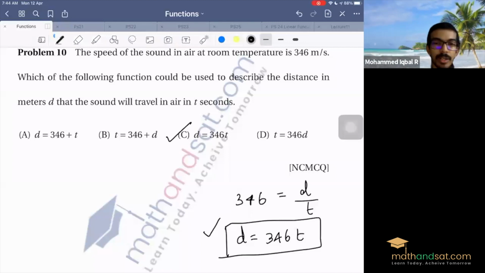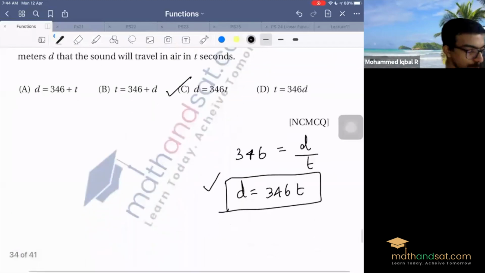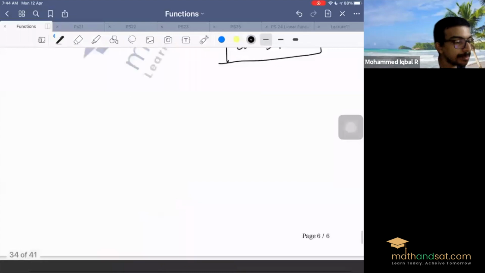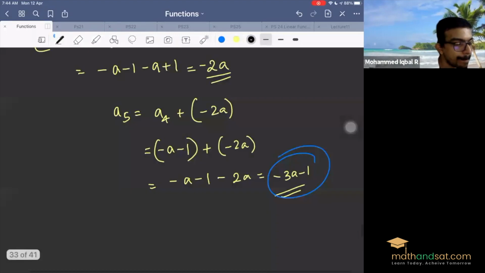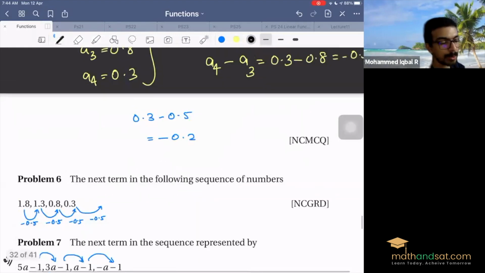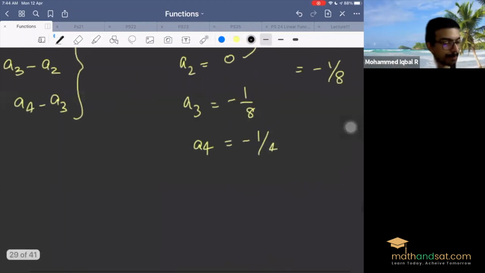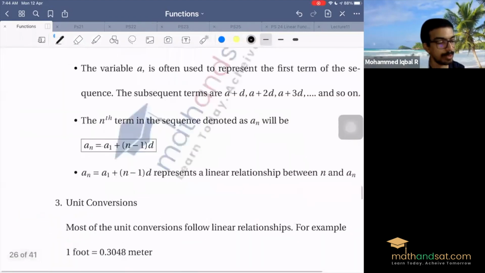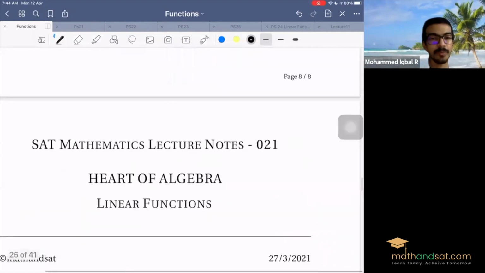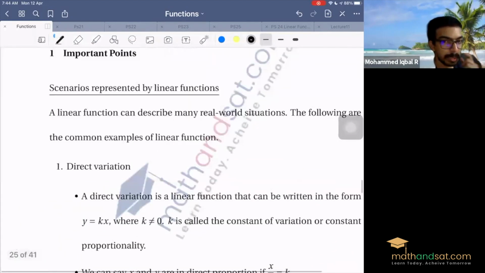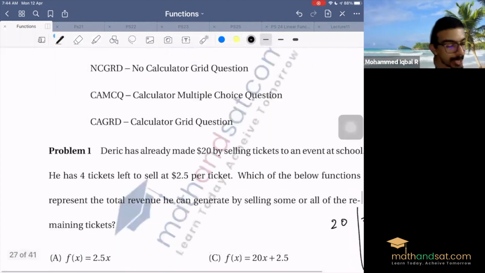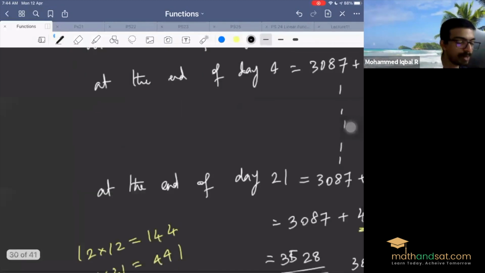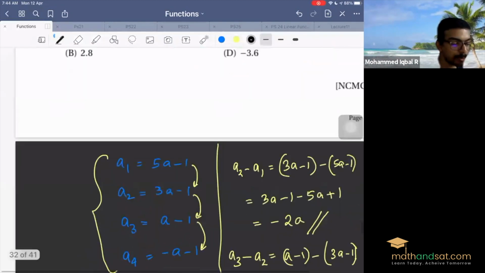Okay. Cool. Now we are moving on to problem sheet number 22. This was 21. We are going to 22. Please take problem sheet number 22.